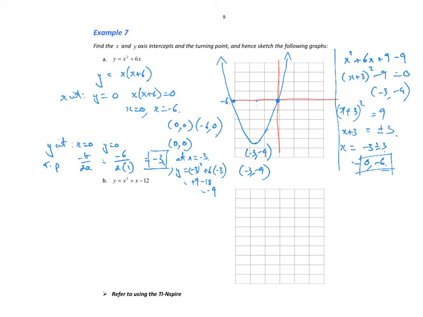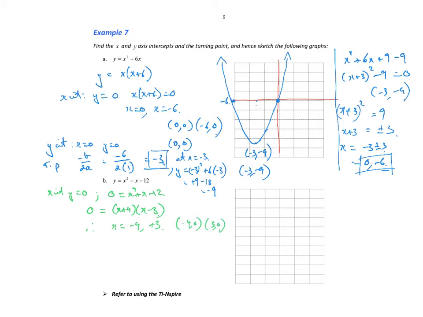So look at the next example. Again, first step for me, x-intercepts: let's put y equal to 0. So I need to solve 0 equal to x squared plus x minus 12. Well, it looks like 4 and 3, doesn't it? 0 is equal to (x plus 4)(x minus 3). Therefore, x is equal to negative 4 and positive 3 for the intercepts. So (negative 4, 0) and (3, 0).